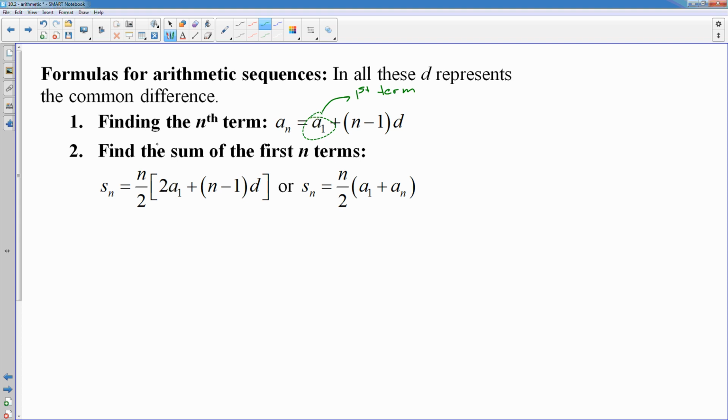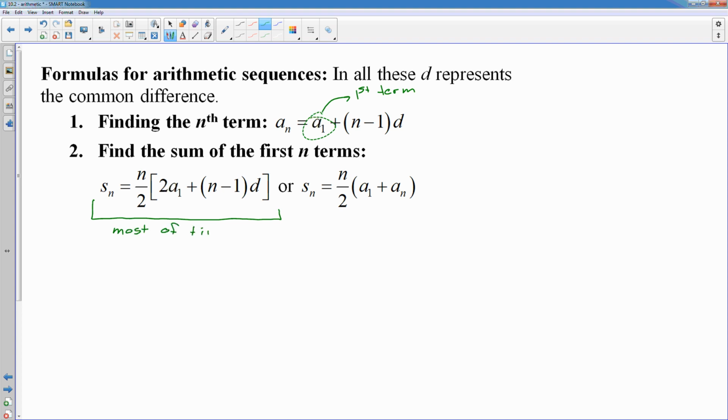I could also ask you to find the sum of the first n terms. So here we're doing partial sums. If I want you to add the first 14 terms, then I'll use this formula. And you actually have two options. Even though this one's a little bit uglier, this is the one we're going to use most of the time because we'll have the information for this.